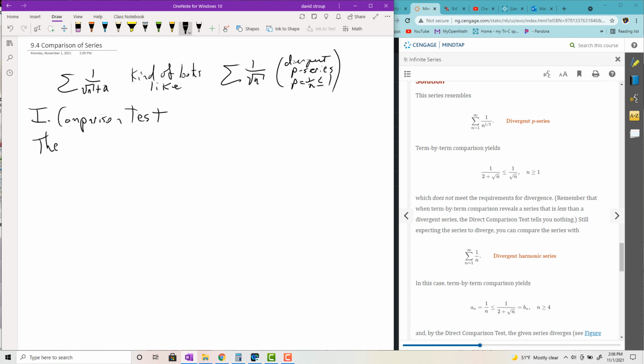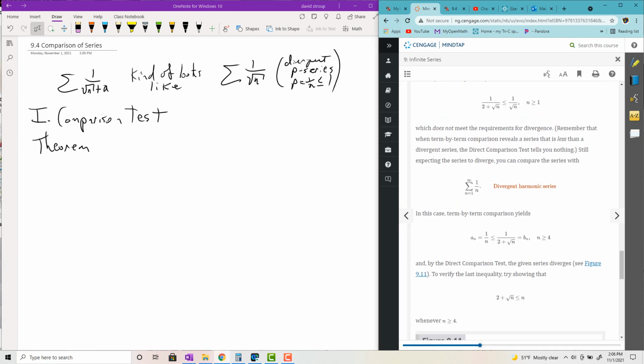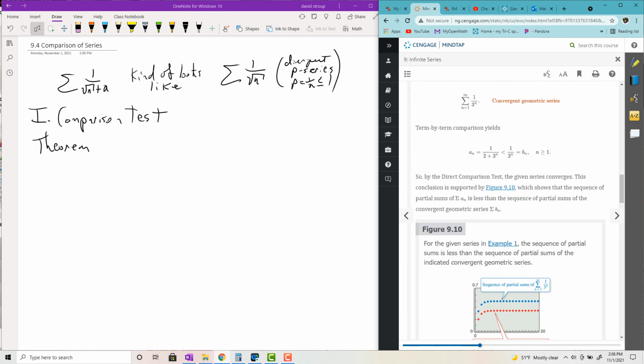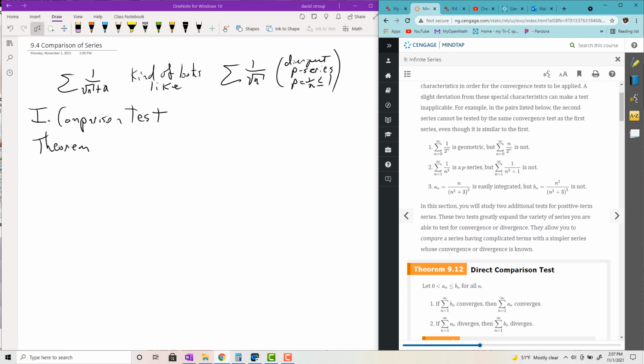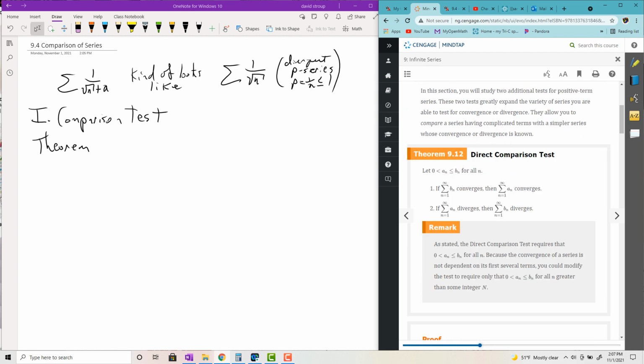So the comparison test, we'll look at the theorem. I think it's 9.12. Where is it? I just love it when the thing starts scrolling on its own. Yeah, theorem 9.12.